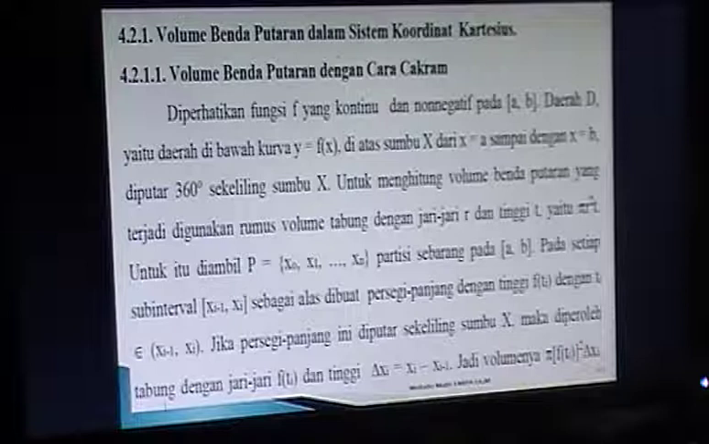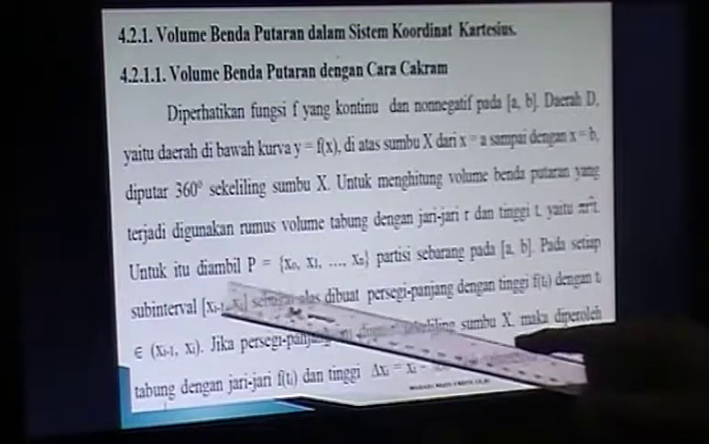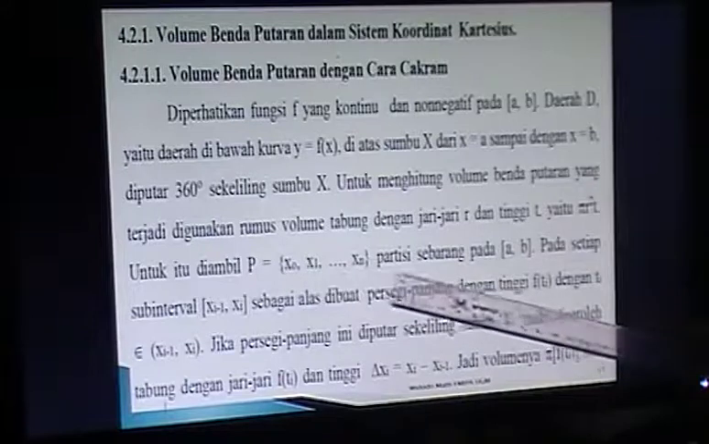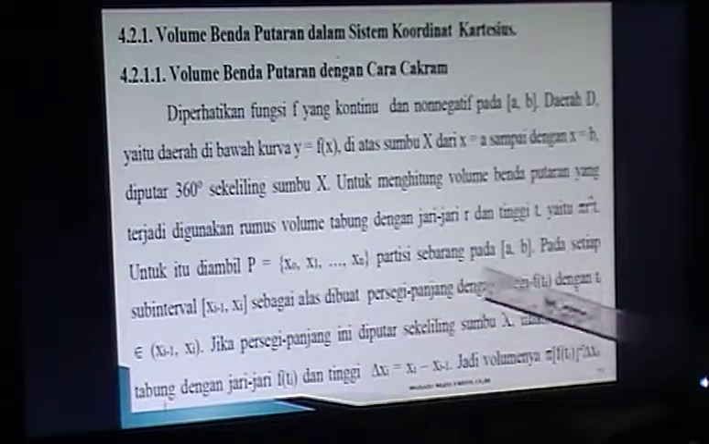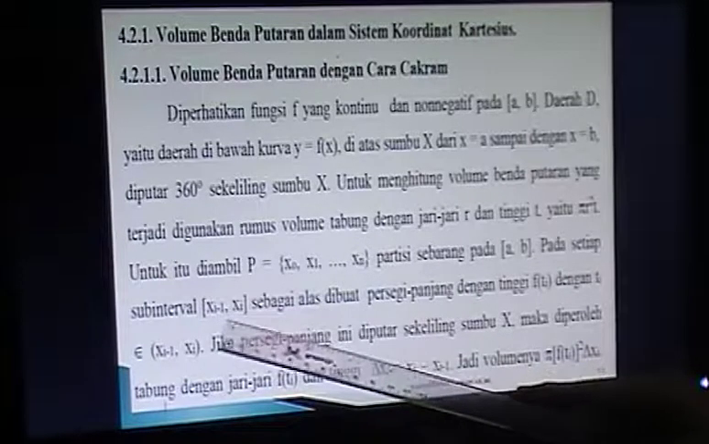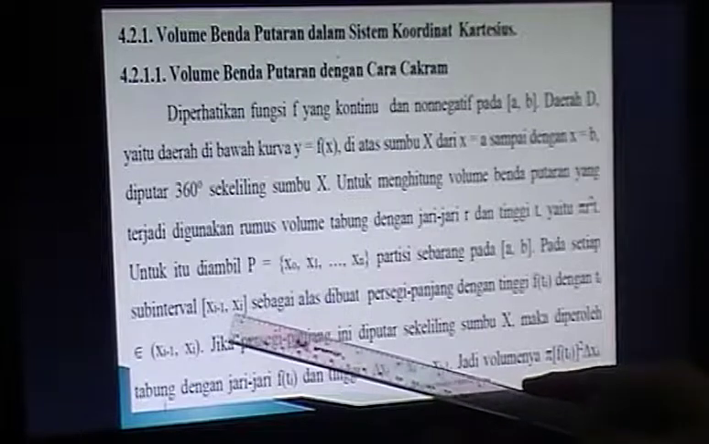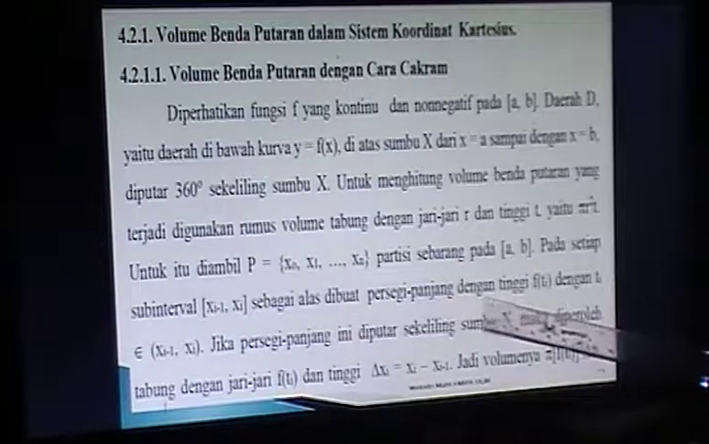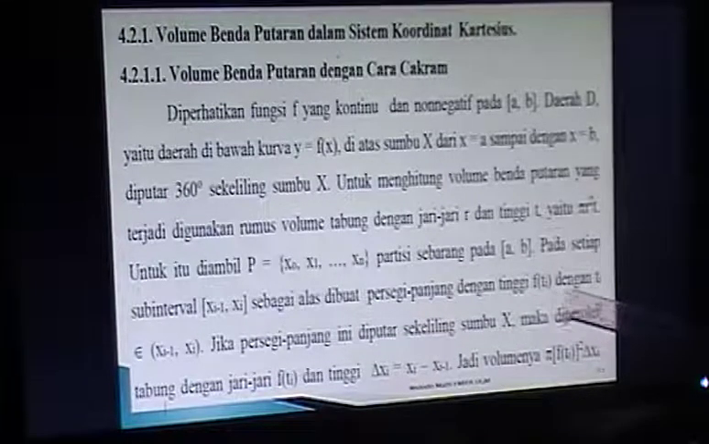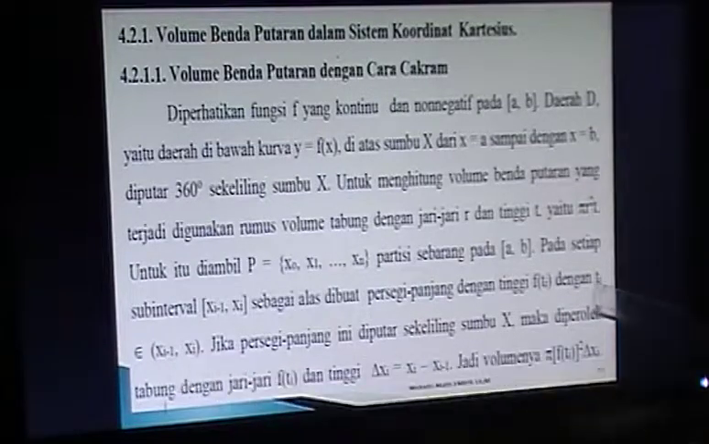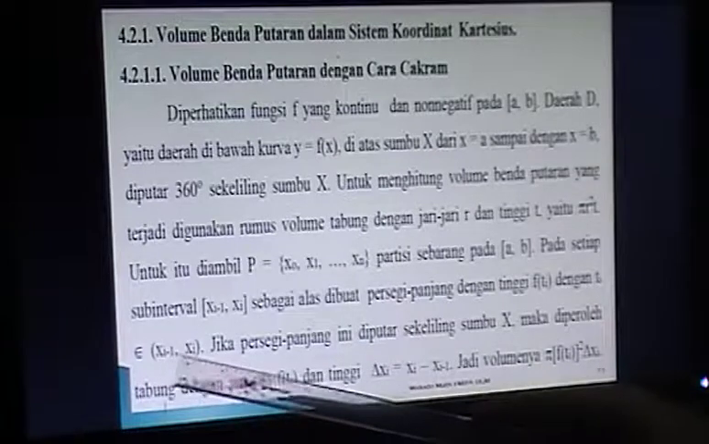Because we want to use the concept of definite integral, we have to use the partition. We take an arbitrary partition P, x0, x1 until xn. This is the partition of the interval [a, b]. And then in every subinterval [xi minus 1, xi], we take it as the base of the square with height f(ti), with ti located between xi minus 1 and xi.